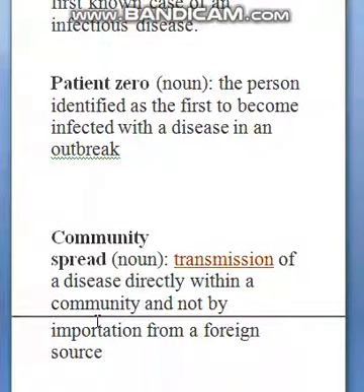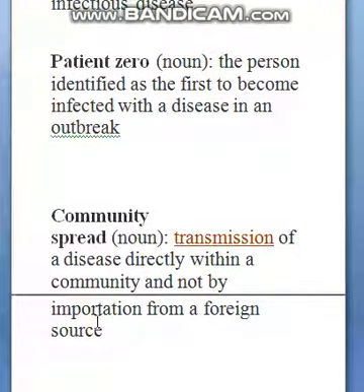Next word is community spread. This is a transmission of disease directly within a community and not by importation from a foreign source. For example, with this many new positive cases, the evidence suggests that we now have community spread right here in our country. So not in India, I'm just using an expression, community spread.